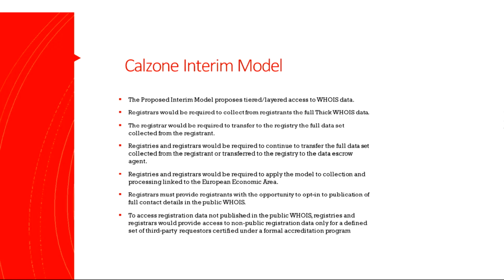Registrars must provide registrants with the opportunity to opt into publication of full contact details in the public WHOIS, so that maybe if you're a company, you actually want more data out there than you would if you're an individual. And to access registration data not published in the public WHOIS, registries and registrars would provide access to non-public registration data only for a defined set of third-party requesters certified under a formal accreditation program. So this is the interim model that's being proposed by ICANN at this point.